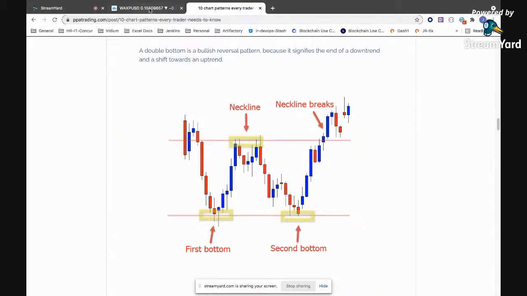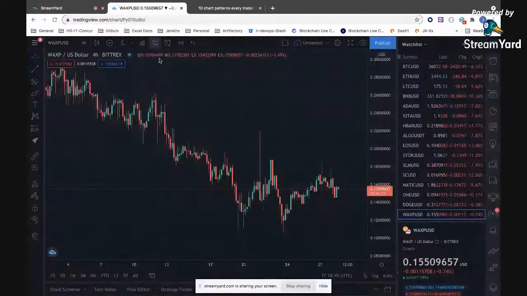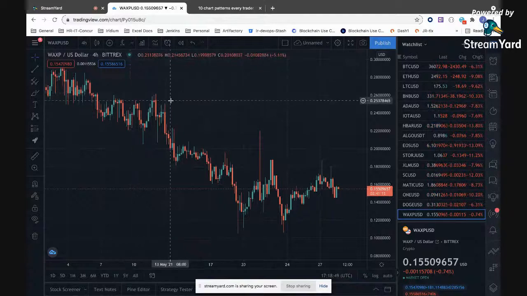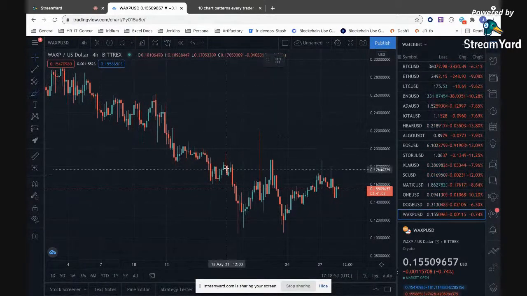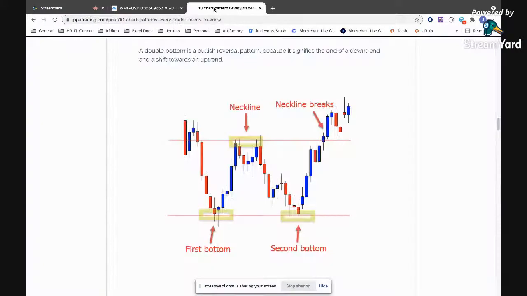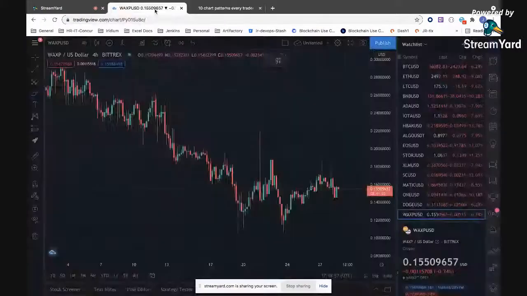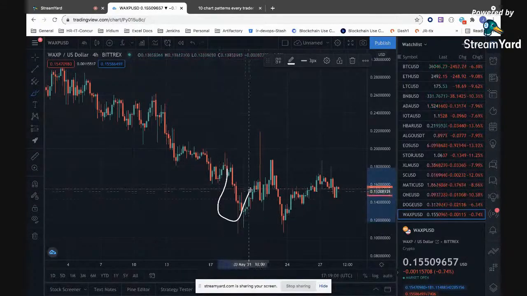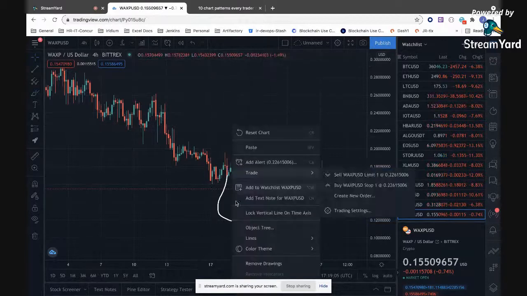All right. So now we're going to talk about one example that I'm seeing right now. So this is WAXP. This is another cryptocurrency that we're watching right now. As you can see here, right? If we look at the chart here, this is a double bottom, right? Look at this one, right? You can see with your naked eyes. Look at. Well, this is just a terrible drawing. Sorry about that. Now let me draw this correctly.